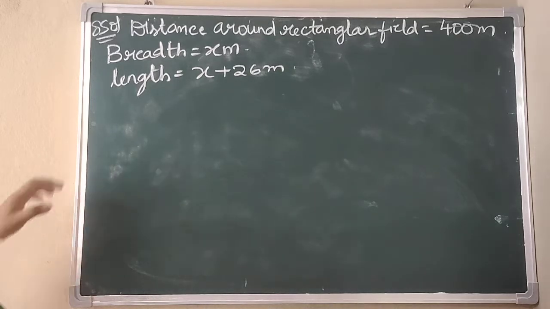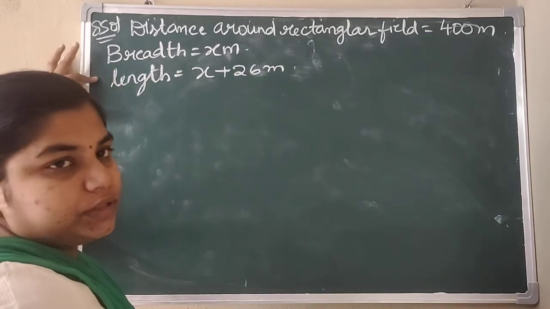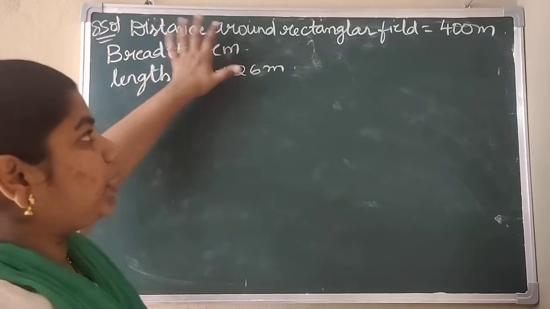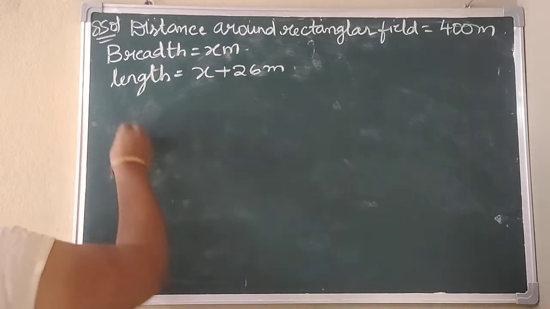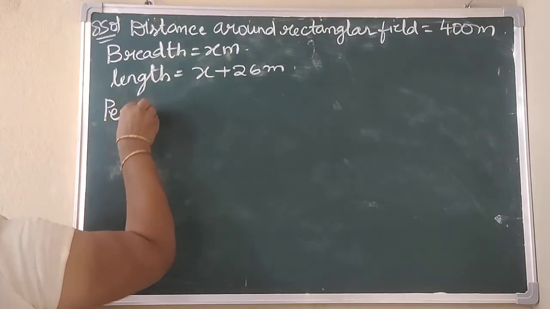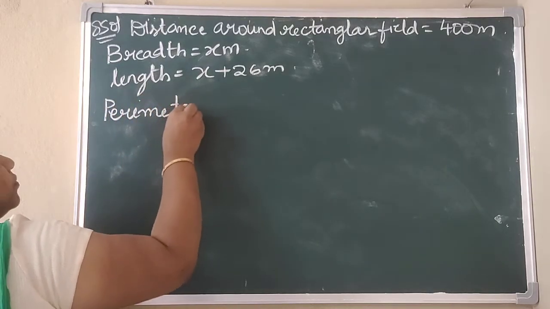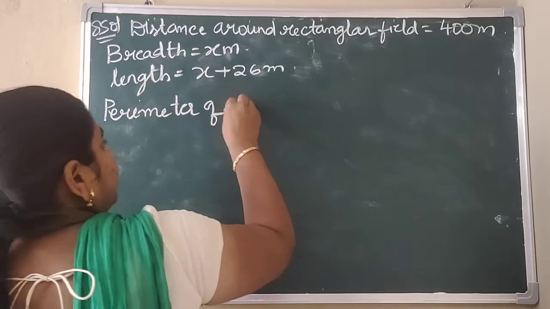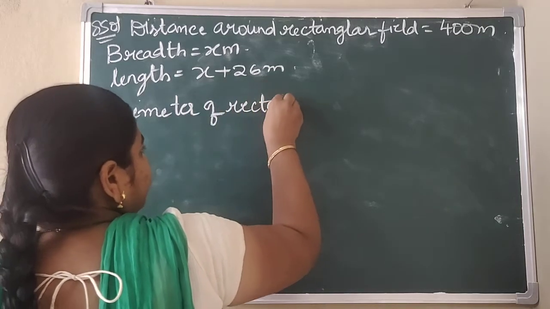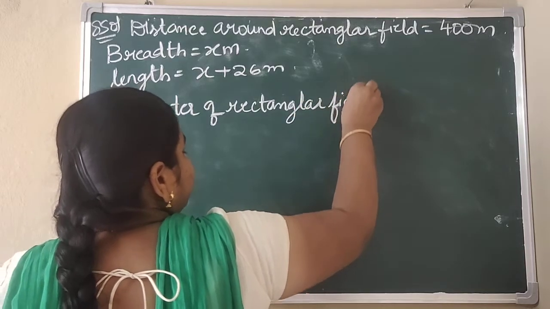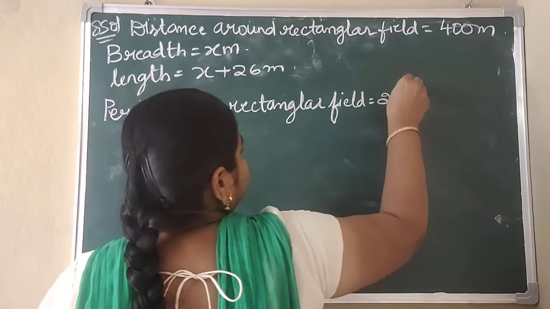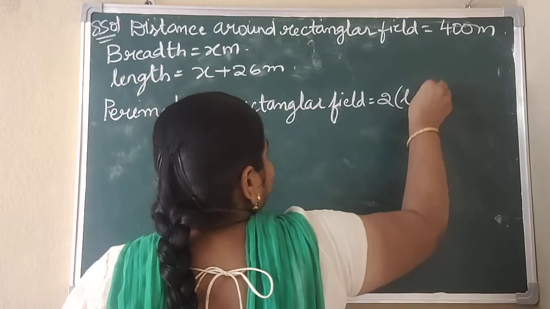Now what we have to find? We have to find the length value and breadth value. So they are talking about around the rectangular field. That means we have to find the perimeter. So here perimeter of rectangular field formula is what? 2 into L plus B.